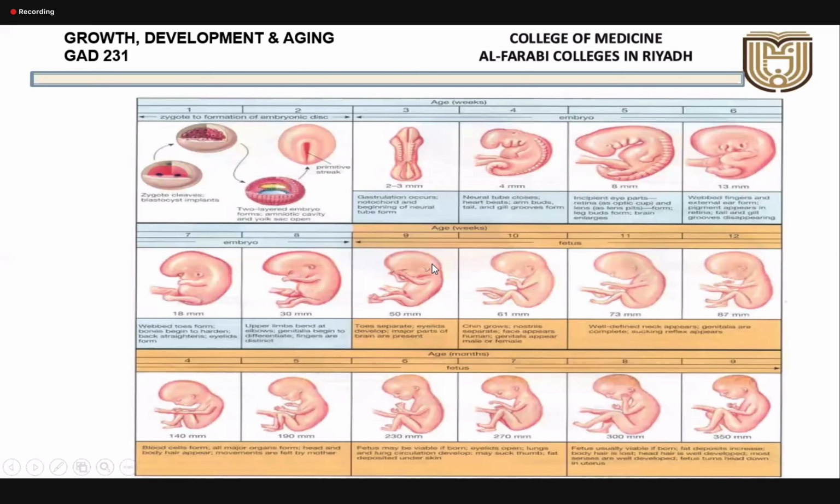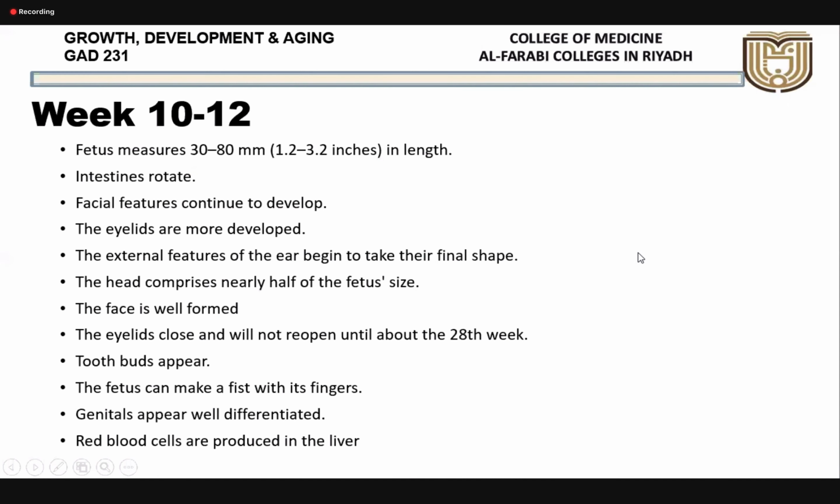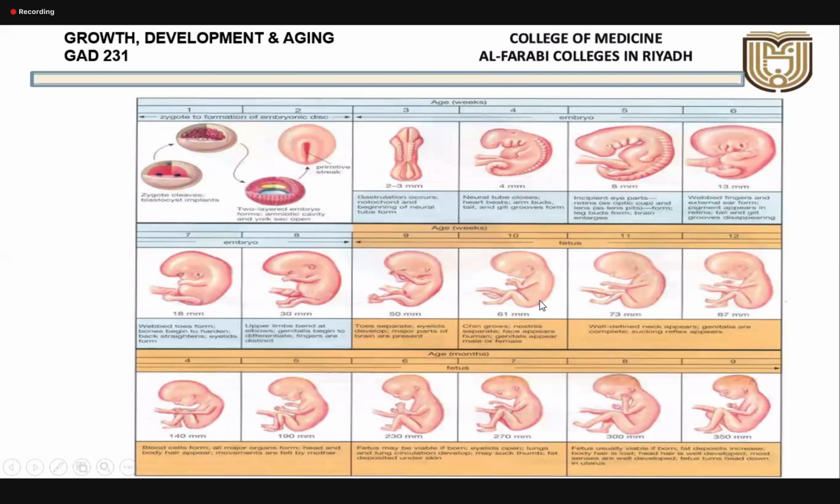The external features of the ear begin to take their final shape. As you can see here, there will be a small bud-like ear in the initial stages, and now there will be changes taking place within the ear itself. Then the head comprises nearly half of the fetus size. The head will be very large, almost half of the whole body. If you see, the size is much larger, and it almost approximates the remaining part of the body.